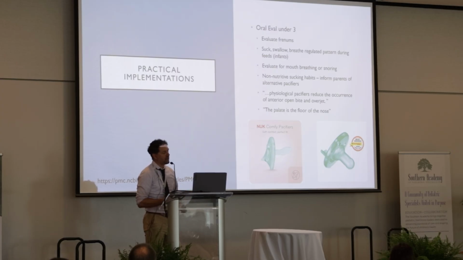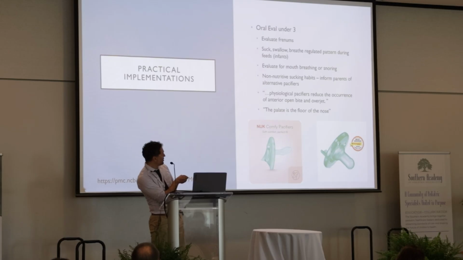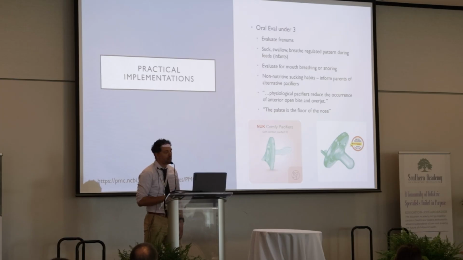For the other kids under 3, I'm just evaluating mouth breathing or snoring. Non-nutritive sucking habits, like I said, I've got a picture of those physiological pacifiers right there, and there's some data out there showing that they do reduce the occurrence of anterior open bite. The interesting thing is, anytime I recommend a parent get rid of the hospital grade silicone green ones on the right and switch over to the comfortable ones, they always come back and say, my kid wouldn't do it. He spit it out. He didn't like it. Unfortunately, the hospitals are giving kids these ones that are causing open bites at much too young of an age. But if you can, try to overcome that in your practice.